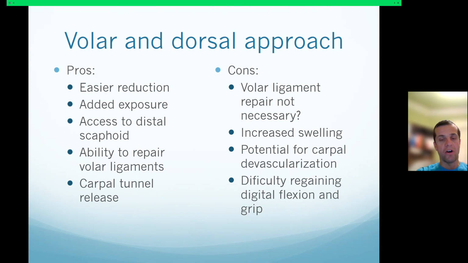The pros and cons of a double approach, volar and dorsal: the pros are easy reduction through the double approach. The added exposure gives us better access to the distal scaphoid through the volar approach, the ability to repair the volar ligaments, and also the ability to do a carpal tunnel release. Now, the cons are that it is not extremely clear if repair of volar ligaments is actually necessary, and if it adds to the final outcome.